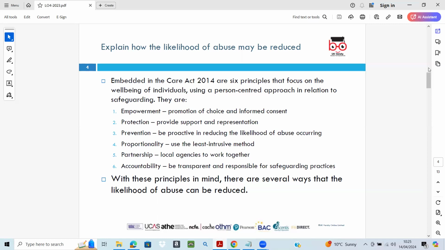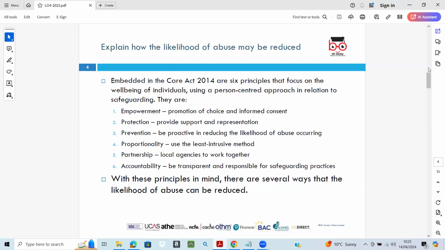And then we have accountability. Accountability is being transparent and responsible for safeguarding practices. And how does accountability play a role in reducing abuse? Accountability ensures that everyone understands their roles and responsibilities and that there are checks and balances to monitor and review practices, which can help catch and correct shortcomings before they lead to abuse.